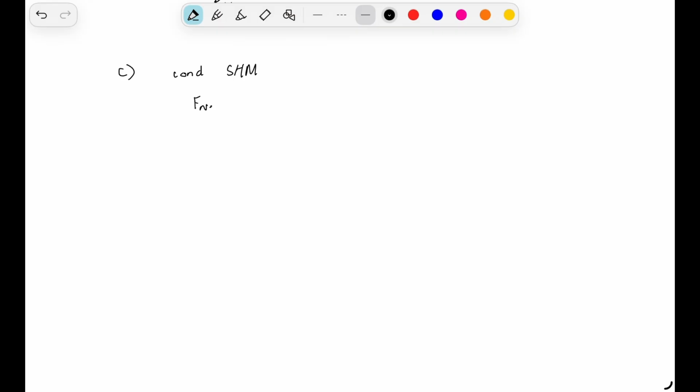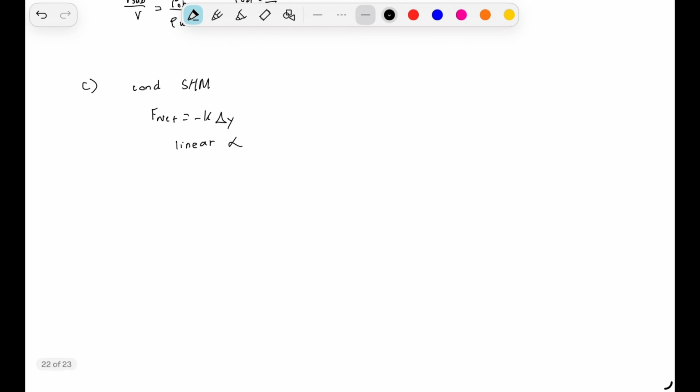So you have F net is equal to negative K delta Y. This is a linear proportionality because we don't see any squares. We don't see any roots. We just see a linear relationship. Now, what about our restoring force?